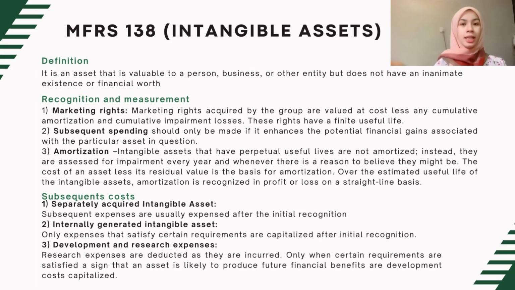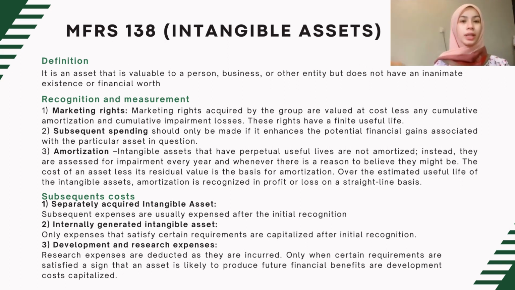MFRS 138. It is an asset that is valuable to a person, business or other entity but does not have an inanimate existence or financial worth. As stated in the JCB Next Berhad 2022 annual report, the business applies MFRS 138, which is the standard that applies to intangible assets. Accounting standards such as Generally Accepted Accounting Principles GAAP or International Financial Reporting Standards IFRS usually regulate the identification and evaluation of intangible assets, in line with IFRS, which covers intangible assets with MFRS 138.